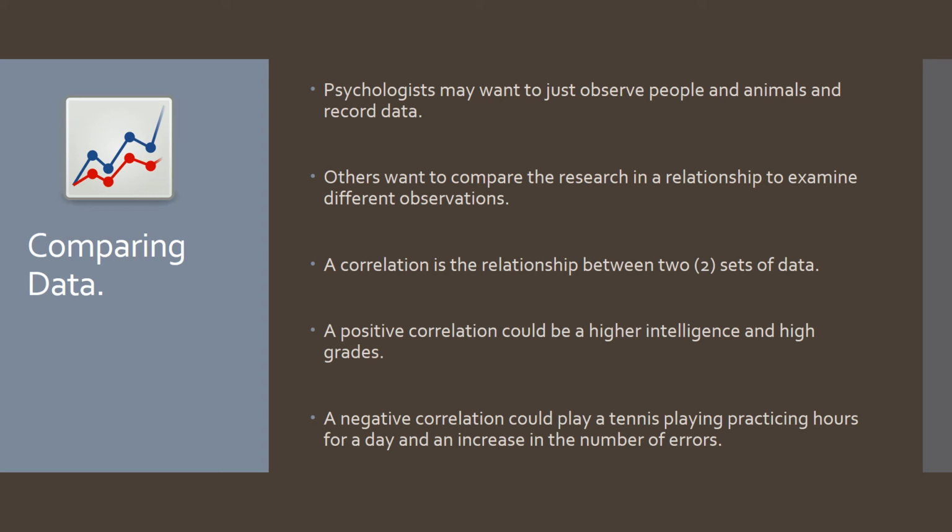In the positive situation, a positive correlation would be, for example, if you have a higher intelligence and higher grades, that's a positive correlation. That's something we expect. Someone who has a higher intelligence sometimes may have higher grades. Or if you study a lot and you work hard in your classes, you'll typically get higher grades. We expect that. A negative correlation is something that we don't expect to happen.